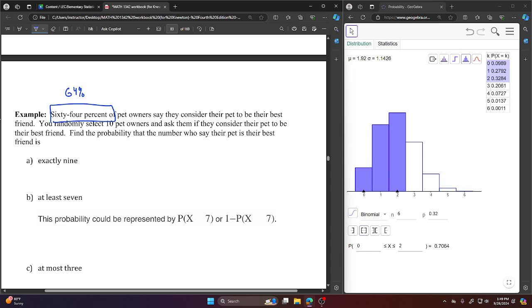Okay, so you randomly select 10 pet owners. So that's going to be the total people I'm looking at. And you ask them, hey, is your pet your best friend? And they go, woof. I'm sorry, you walked into this. Find the probability that this and that, et cetera. So, what is my N? 10. Yep. What's my P? What would I put in there? Yep, 0.64. Very good. Putting those in right now.